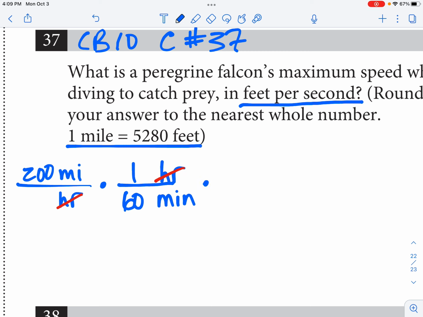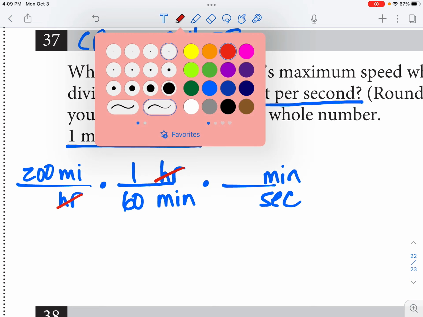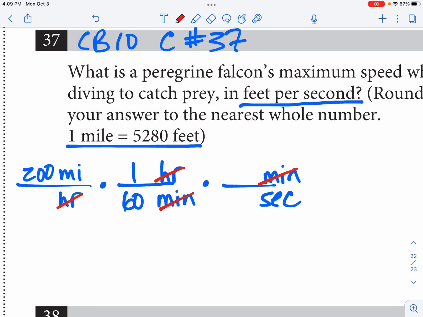I need to get to feet per second, so I need to figure out how to do seconds now. So again, I'm going to multiply again. I want minutes to cancel. I want to change those into seconds. So if they're going to cancel, I need to put minutes on top and seconds on the bottom. That means my minutes will be gone and I will be left with miles per second. How many seconds are in a minute? Again, we've got 60 seconds in 1 minute.